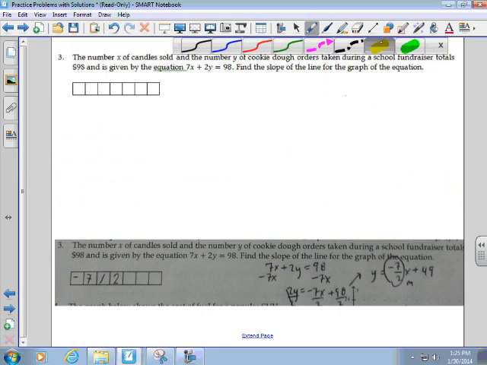In this particular problem, again, I encourage you on these problems, look at the end, find the slope of the line of the graph of the equation. So we're looking for slope. Now if you notice in the problem, they give you an equation. So I would immediately look at the equation. We have 7x plus 2y equals 98. Now in order to find the slope, you want to rearrange this into slope-intercept form, which is y equals mx plus b.